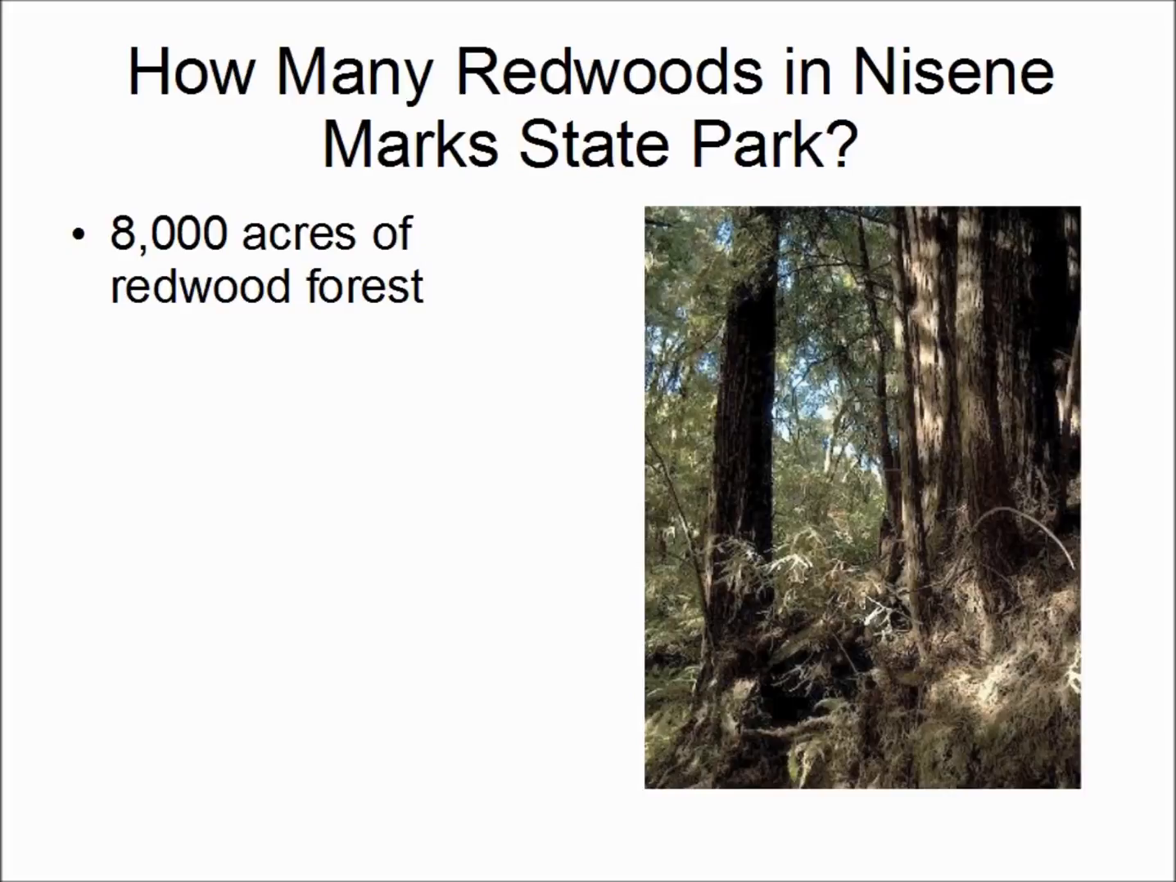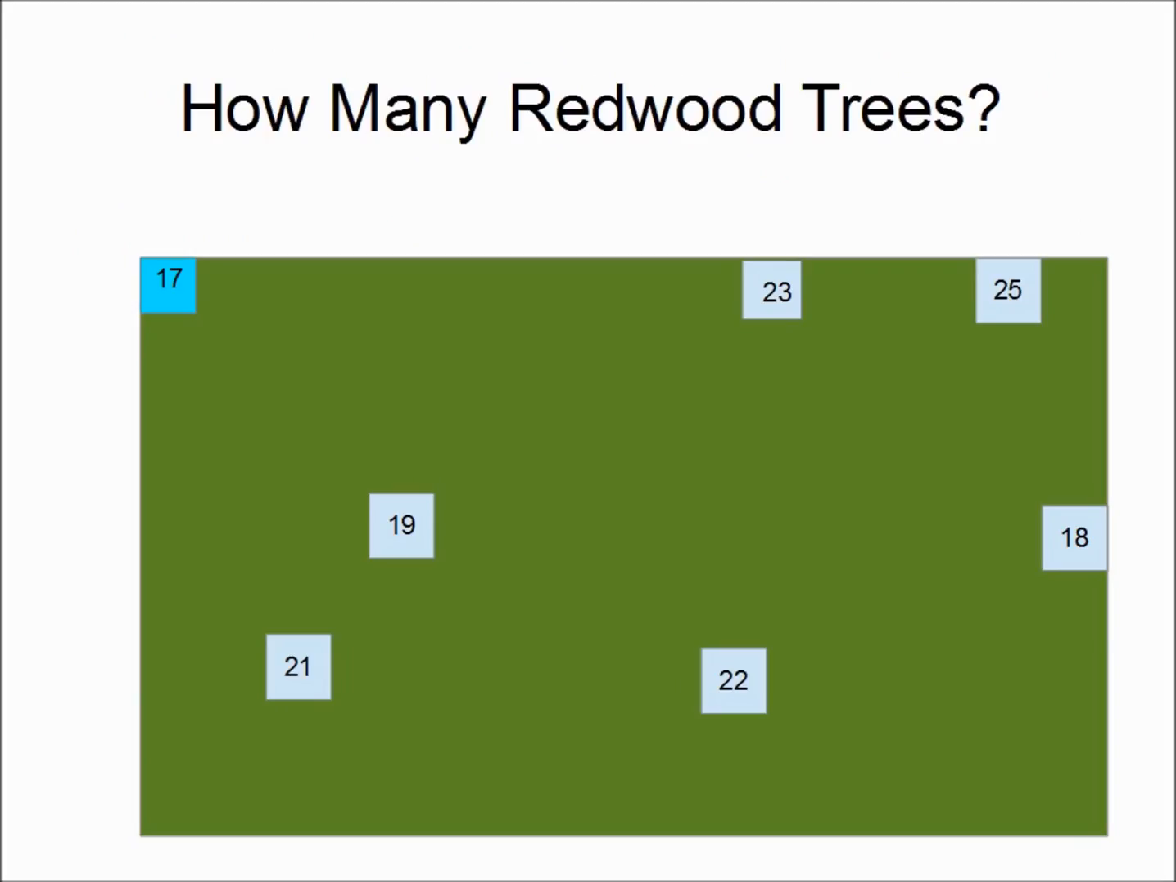Now, if you're a logger or a biologist, you're going to have different reasons, but you're going to have an interest in knowing how many trees are actually in this forest, or in any forest. And so here's how we can do that. We know that we've got about 8,000 acres of redwood forest. Actually, the whole park area is more like 9,000 acres, but about 8,000 of them are covered with redwoods. And now we do something.